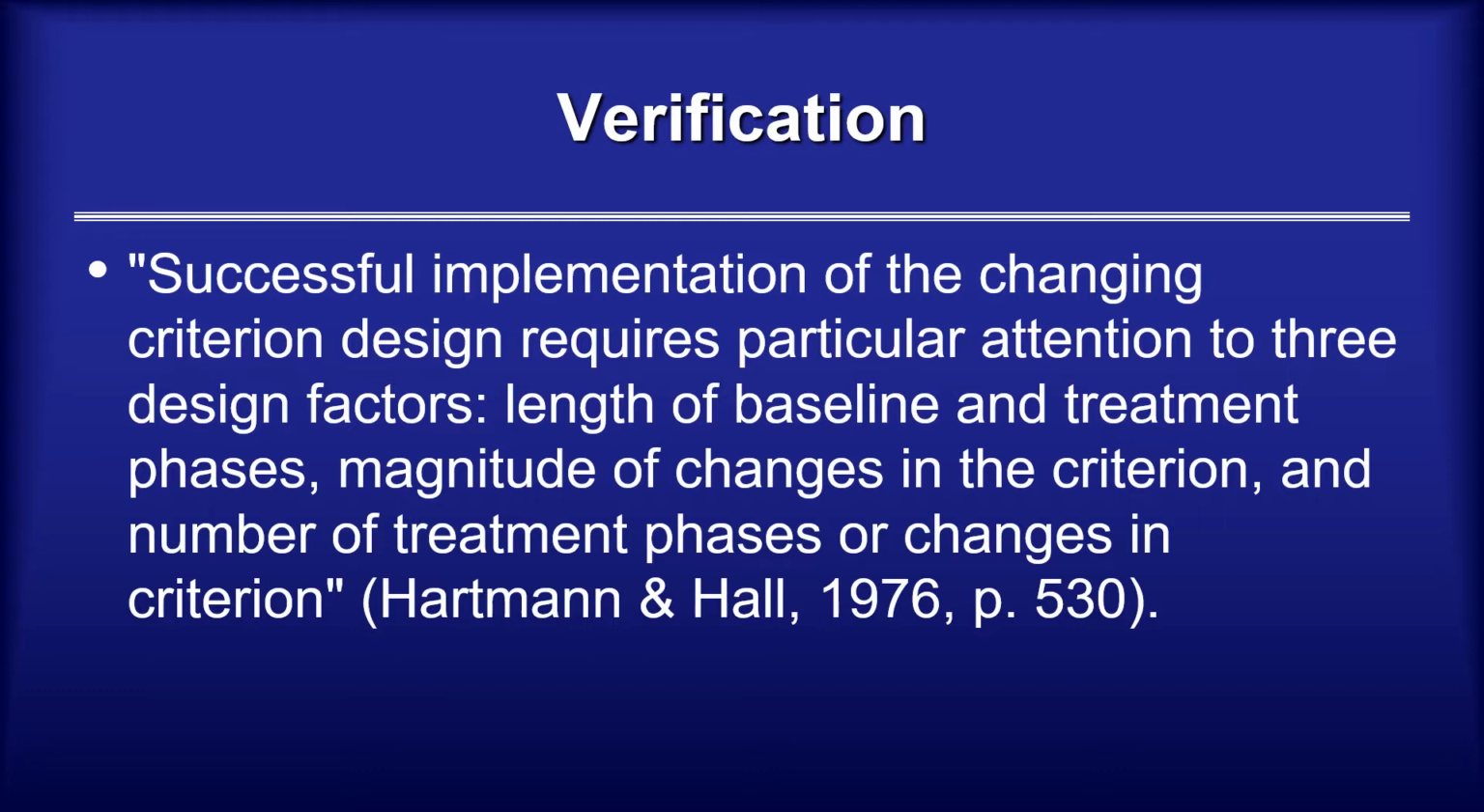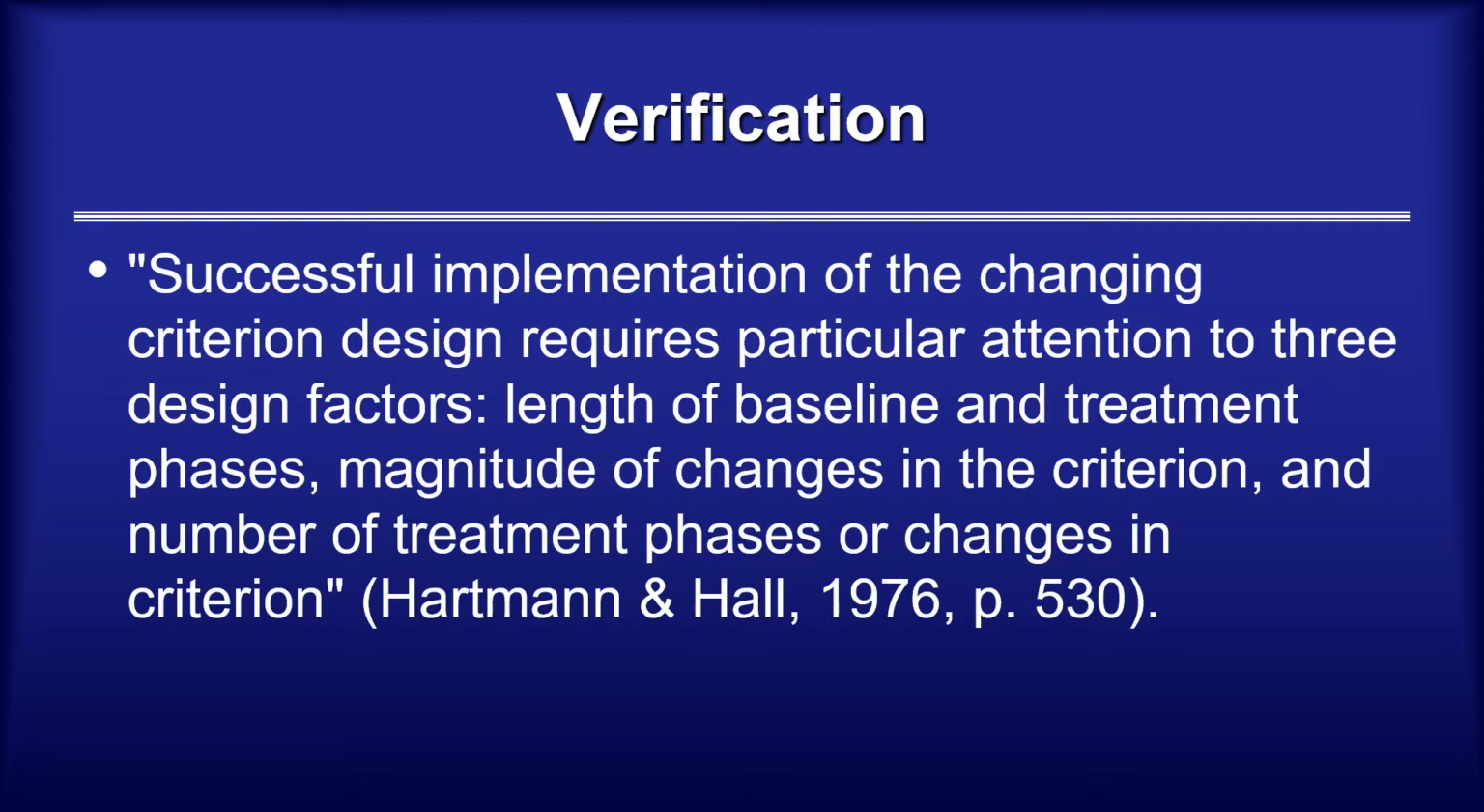Successful implementation of the changing criterion design requires particular attention to 3 design factors: length of baseline and treatment phases, magnitude of changes in the criterion, and number of treatment phases or changes in criterion. In other words, the length of phases and the magnitude of changes in criterion should be varied within a single design. The more phases or changes in criterion there are, the more evidence you'll have for a functional relation.